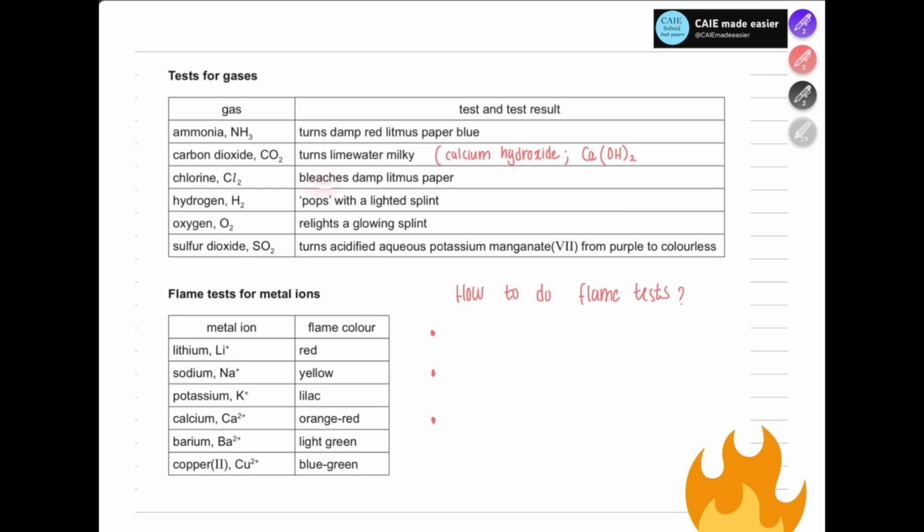Chlorine bleaches damp litmus paper. Remember, it's supposed to be damp. For example, if they ask you if it was dry, will it work? No, it has to be damp.